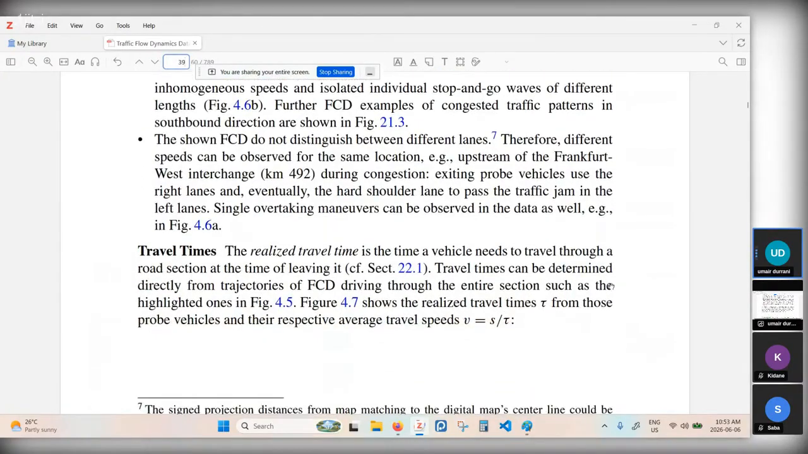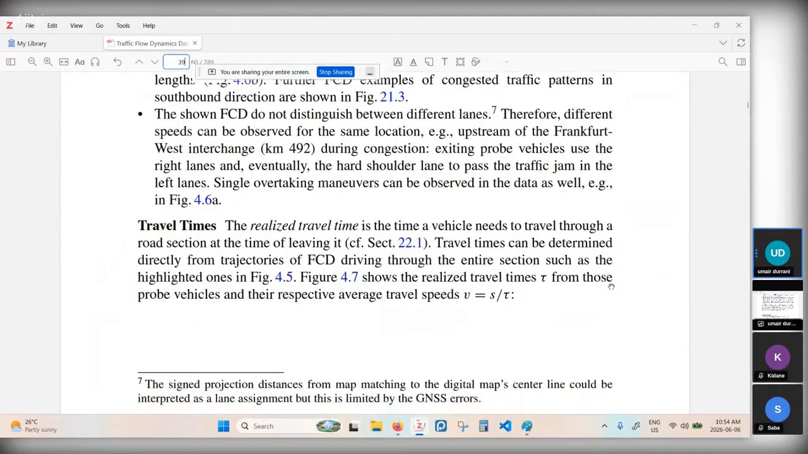Another important aspect here is the travel time. Travel time is one of the good things that we can get from floating car data. The realized travel time is the time a vehicle needs to travel through a road section at the time of leaving it. Travel times can be determined directly from the trajectories of floating car data driving through the entire section, such as the highlighted ones that we've seen in the black lines.